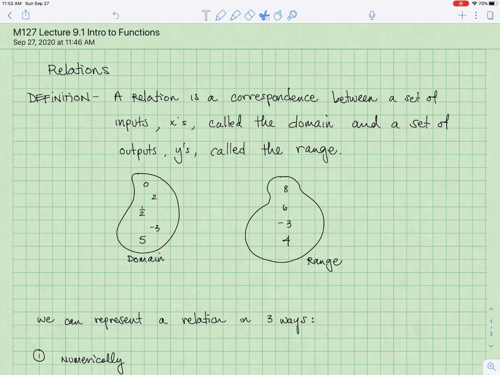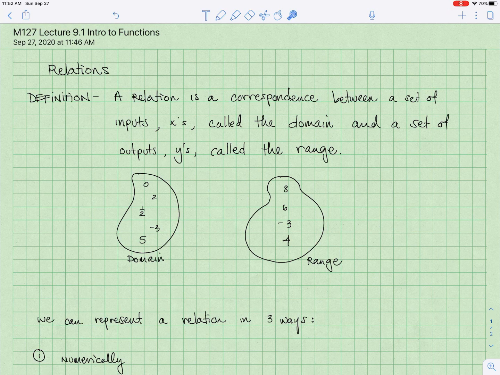This is the lecture on section 9.1, your introduction to functions in this course. And before we actually talk about functions, we're going to talk about a more general relationship, what's called a relation. So, relations. By definition, a relation, or sometimes called a relationship, is a correspondence between a set of inputs x, called the domain, and a set of outputs, or y values, called the range.